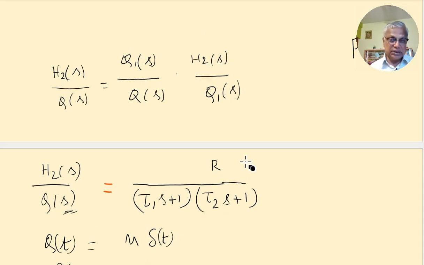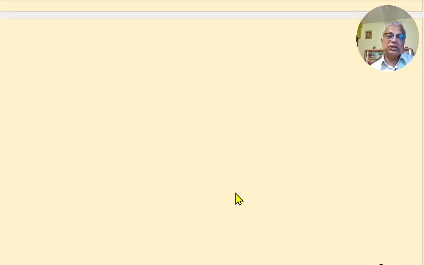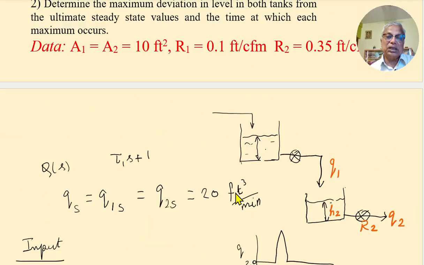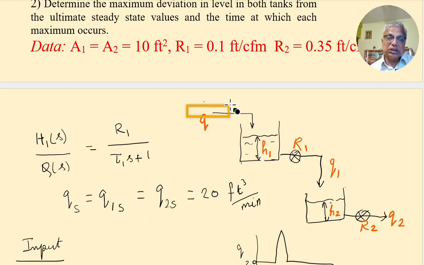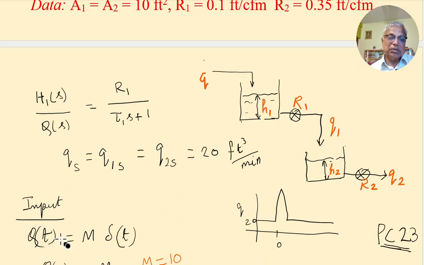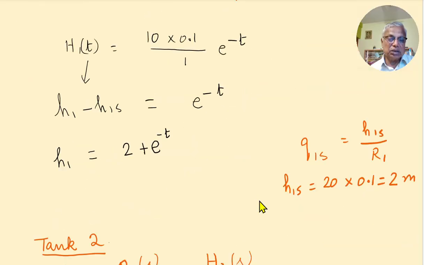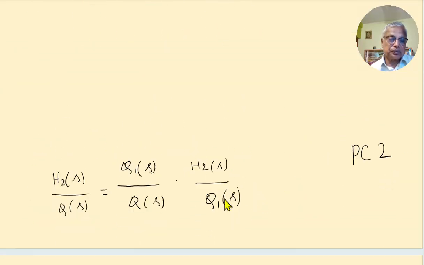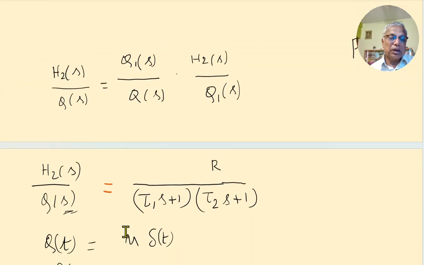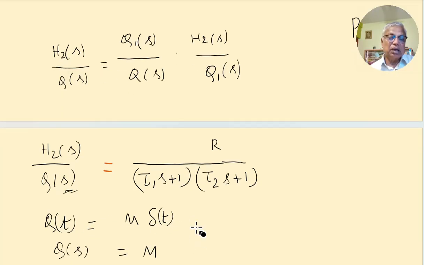Now the input disturbance is the same. The disturbance is given at the inlet of the first tank, so the disturbance affects H1 as well as H2. The same impulse input affects both H1 and H2. So the input for the second tank is also the same input, M into del t, the same impulse input of magnitude 10. So let us find out what will be H2(t), the response.